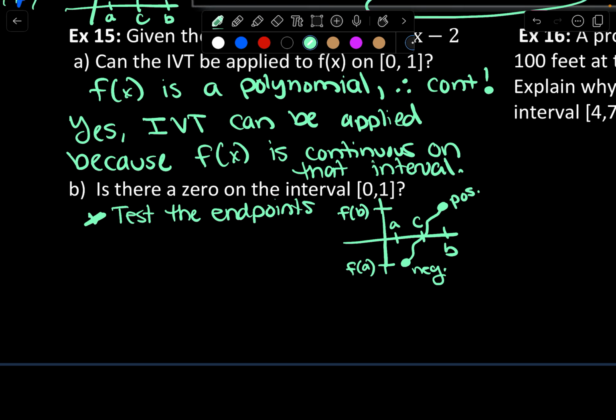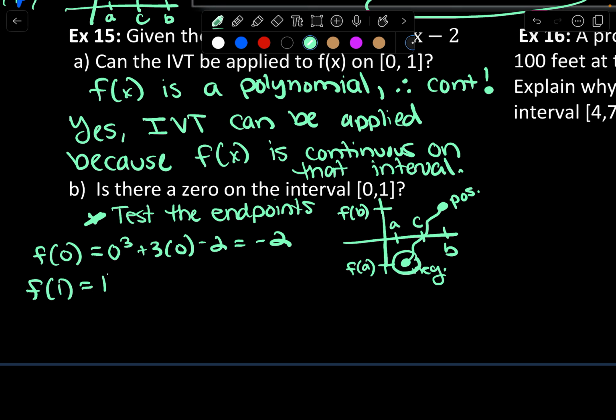And see, do their output values change? So we'll do f of 0 is equal to 0 cubed plus 3 times 0 minus 2. So we get -2. Oh, cool. We'll call that -2 then. And then we'll plug in f of 1. So we'll get 1 cubed plus 3 times 1 minus 2. And we end up with +2. Cool. We'll call that +2.